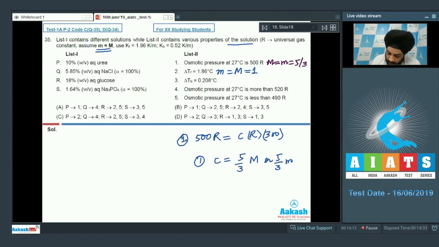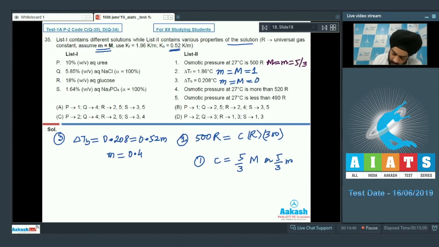If you look at the third option now, we have delta Tb equal to 0.208 degrees C. The Kb value is 0.52. So delta Tb, 0.208, should be equal to 0.52 into m. Solving for m we have 0.4. So in this case the value of molality will be equal to molarity will be equal to 0.4, students. And if you look at the fourth and the fifth options, they are just qualitatively in the ballpark of the first option, 500 R. In the fourth case the molarity has to be greater than 5 by 3, and in the fifth case it has to be of slightly lesser value than 5 by 3.